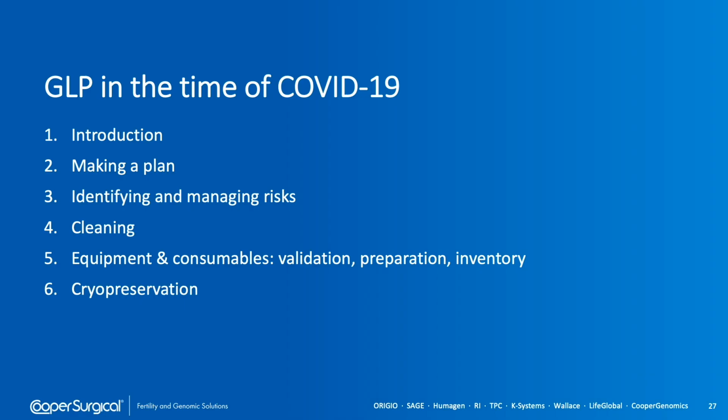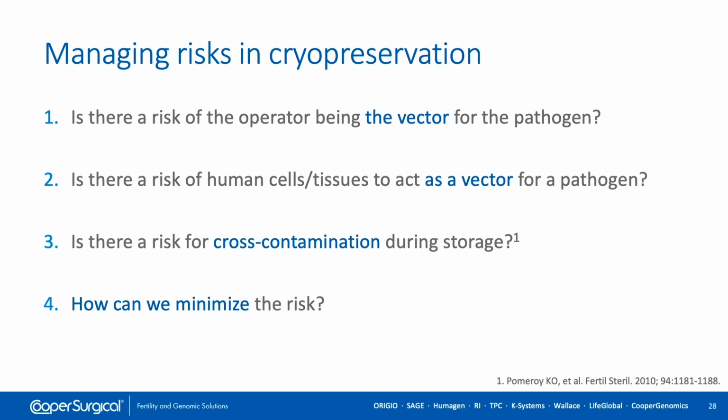Next, we'll review cryopreservation policies and procedures. The potential or perceived risks of cryopreservation include whether the operator and/or cells and tissues being cryopreserved might act as vectors for disease, and whether there's a risk of cross-contamination during cryostorage. So it's important to consider how these risks might be reduced.